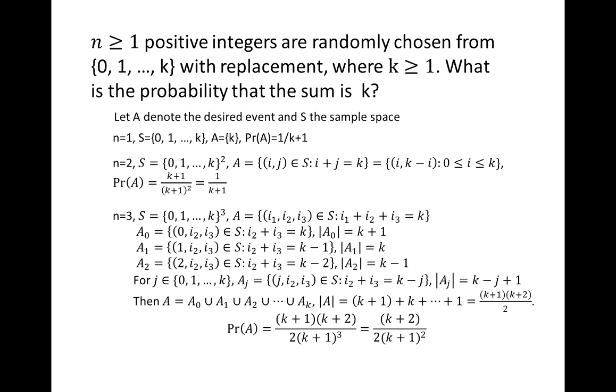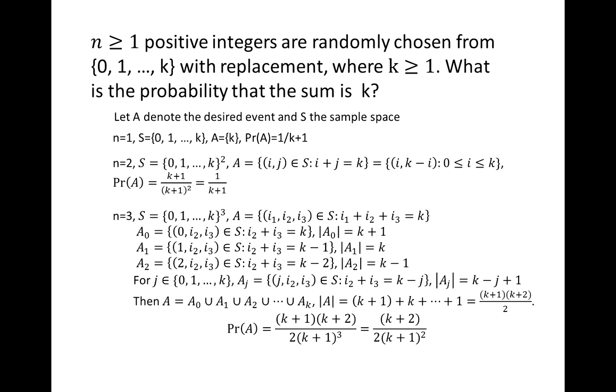When n is equal to 3, we first get the sample space S, and A is a set of three integers with their sum to be k. We further discuss the size of A when I1 is of different values. When I1 is 0, the sum of I2 and I3 should be k. Based on the second step, the size of A0 is k plus 1.